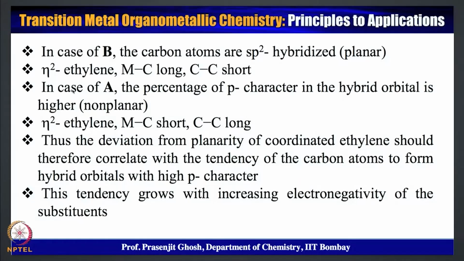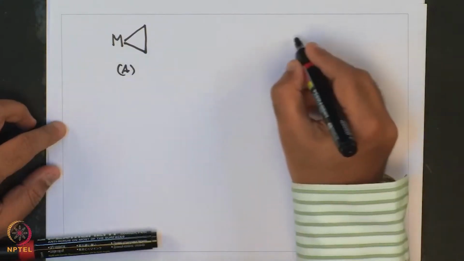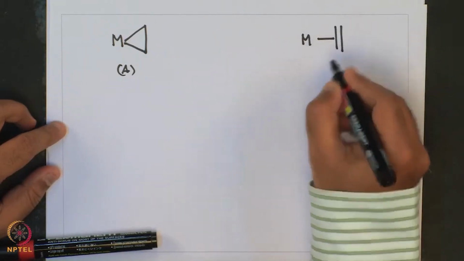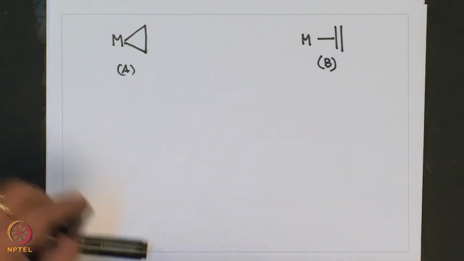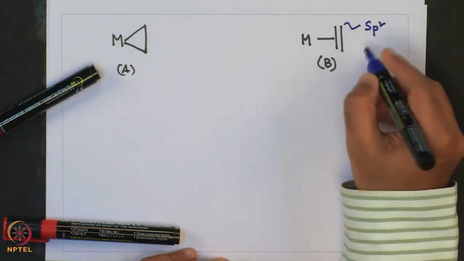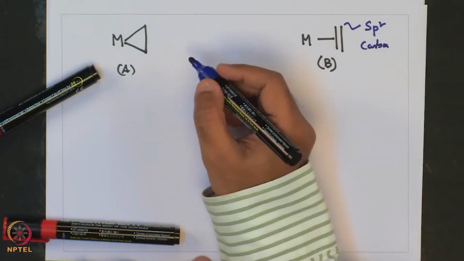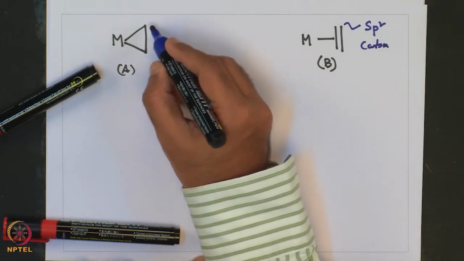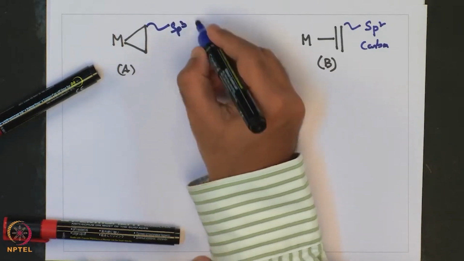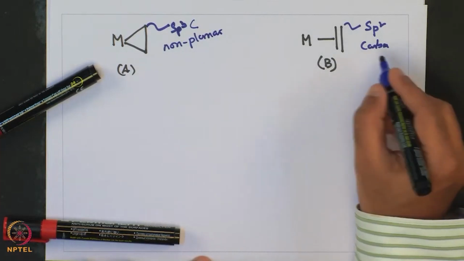Another interesting difference between the two structures A and B is in the hybridization of the carbon. For example, this is structure A and this is structure B. In B, the carbon atoms are sp2 hybridized, and in structure A, carbon atoms are sp3 hybridized, and hence non-planar. And for structure B, since it is sp2 hybridized, it is planar.